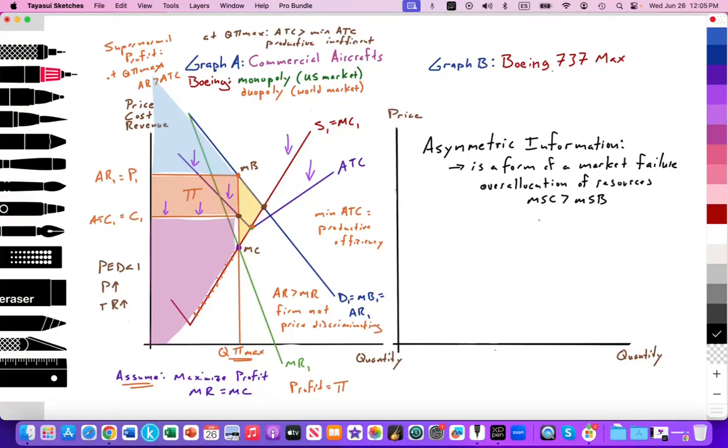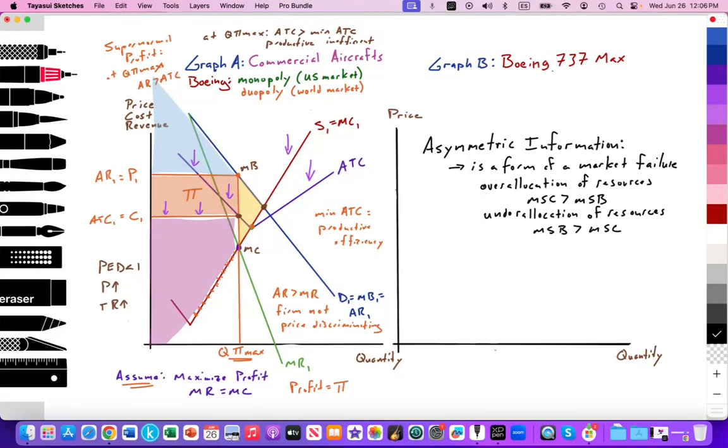We're producing more than what is desired by society, or it could also be an under allocation of resources to production of a particular good or service. And in that under allocation, we'd have the scenario of not providing enough compared to what is desired by society, where the marginal social benefit is greater than the marginal social cost.